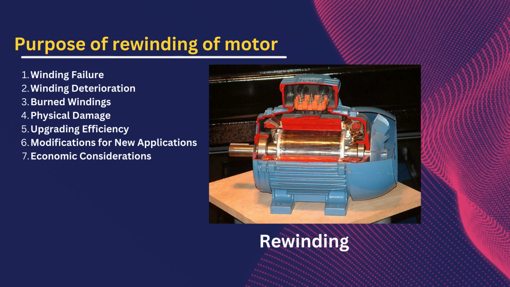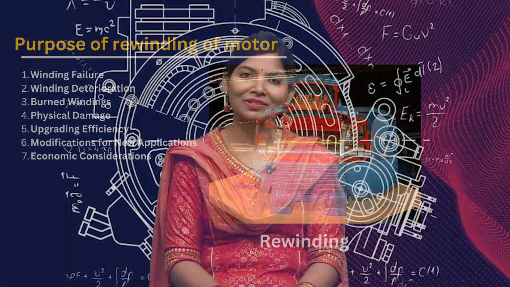Sixth is modification for new applications. Motors may need to be rewound when they are repurposed for different applications or operating conditions. Rewinding allows customization of the motor to suit the specific requirements of the new application. Seventh is economic considerations. Rewinding can be a cost-effective alternative to motor replacement, especially for larger or specialized motors. It eliminates the need for purchasing a new motor and reduces downtime during the replacement process.